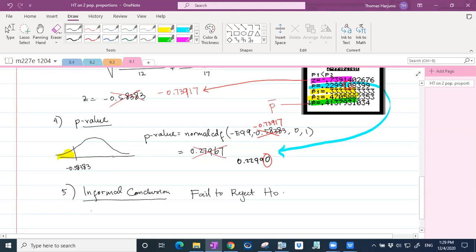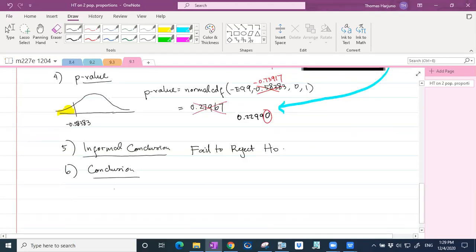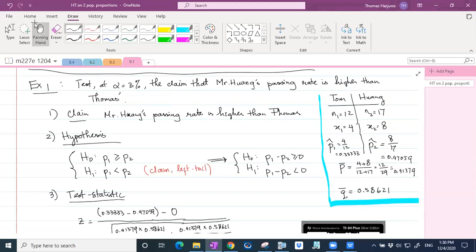And then step 6, conclusion. Is the alpha? I think I used 3%. Okay. At 3% significance level, there is insufficient evidence to support the claim that Mr. Huang's passing rate is higher than Thomas.